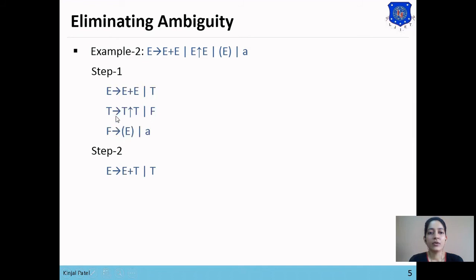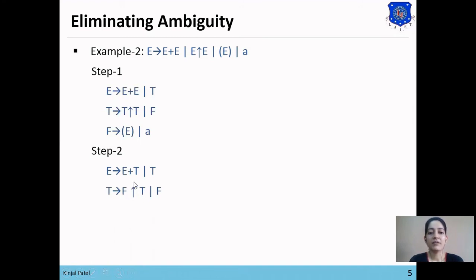Then for next level. So second level has the operator power. Now power is right associative. So we need to make this grammar as a right recursive. So for that we will change the left symbol of the grammar rule. So here T will be replaced with the symbol F. You can see that T produce F power T or F. So in second level, we have made our grammar right recursive.